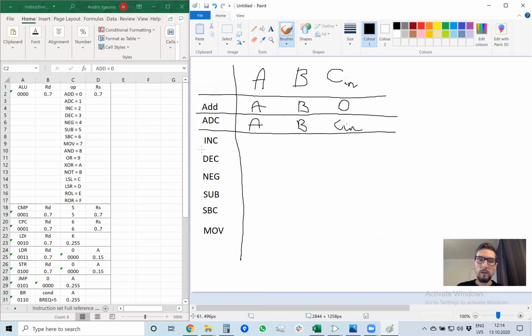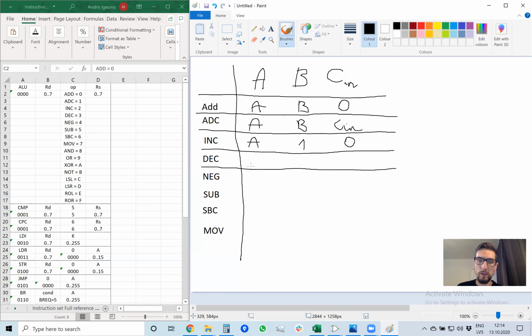Next, to increment a number, we select number A, but instead of B, we will select number 1, and carry in will be 0. In this case, our 8-bit adder takes A plus 1 plus 0. So we will put in a multiplexer which switches between B and 1 depending on which function we want to perform.